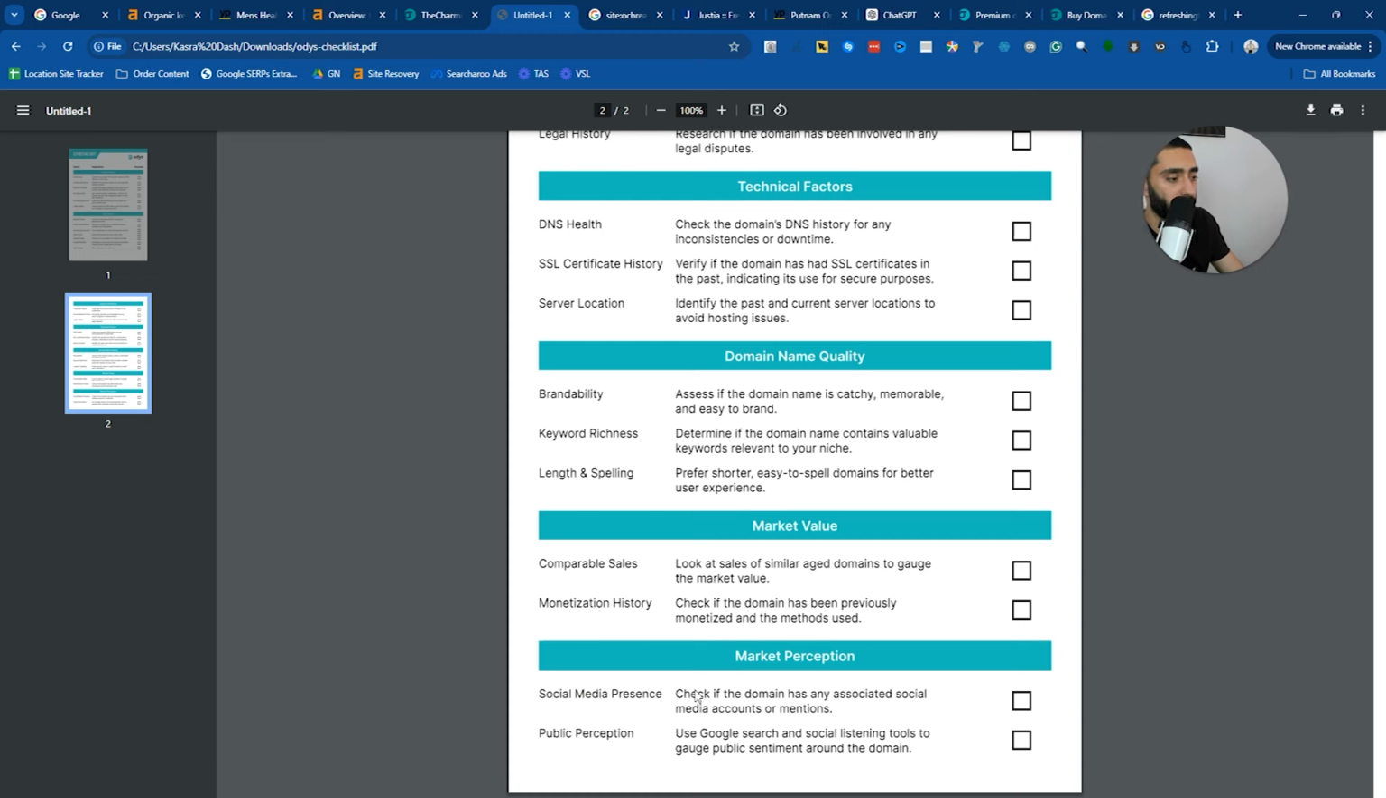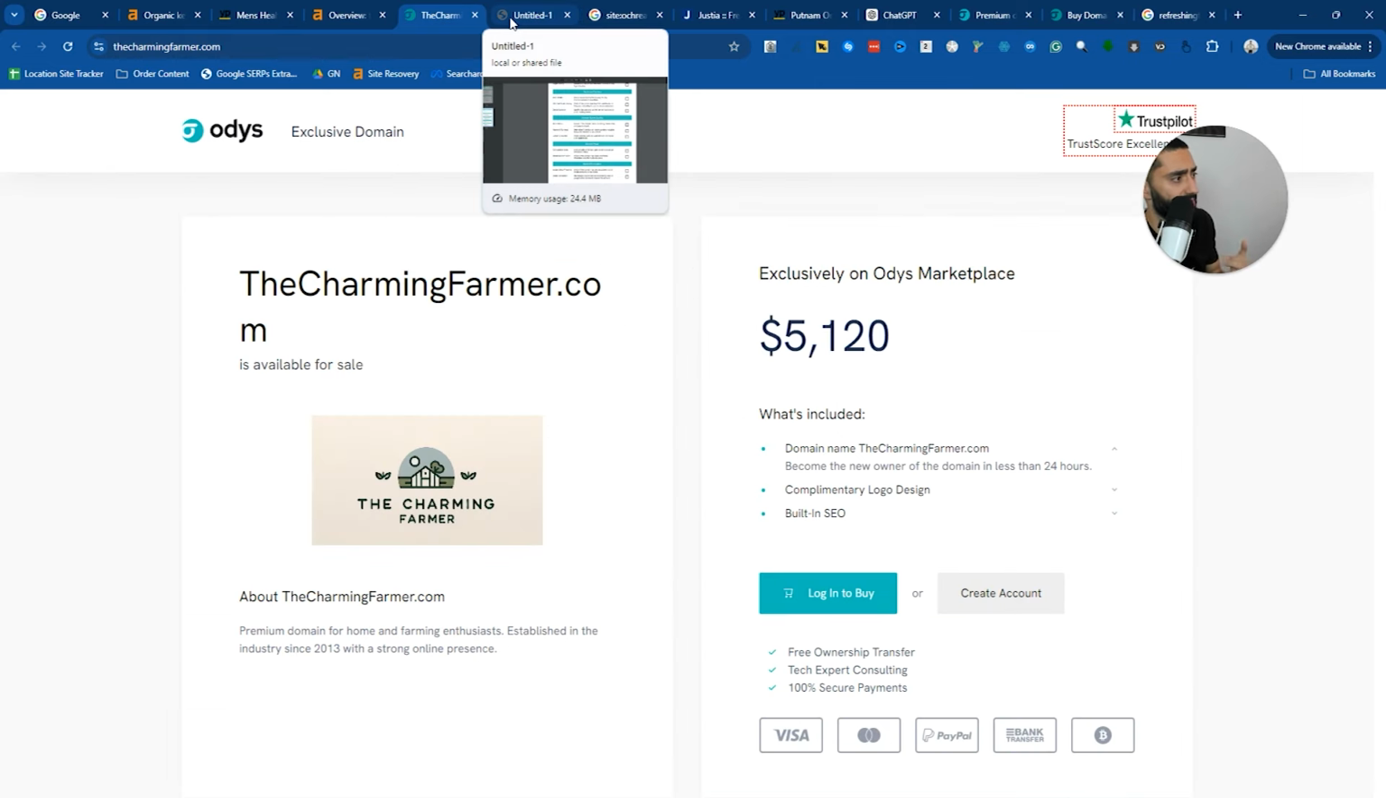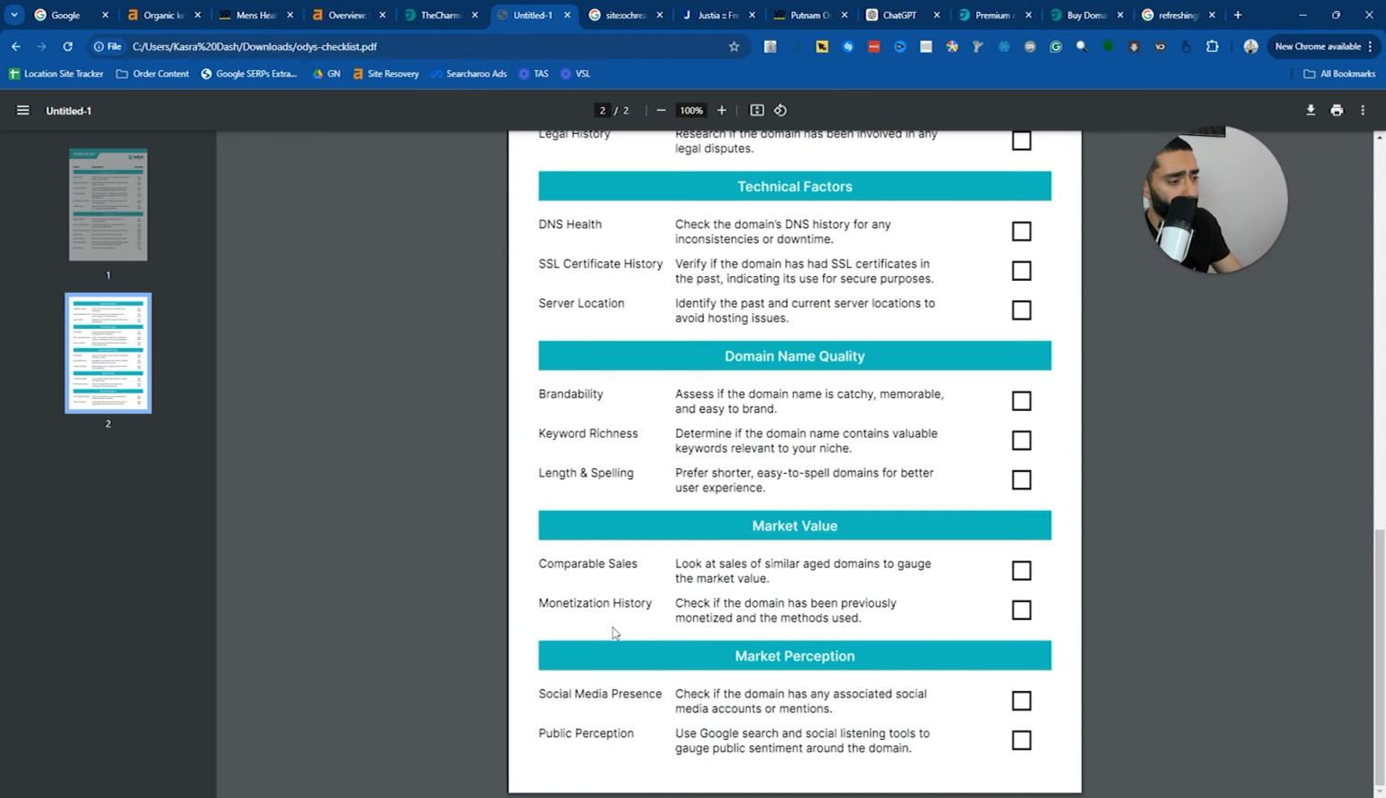Then we've got social media presence. Check if the domain has any associated social media accounts, like with the Charming Farmer. We saw it had Instagram, it had Threads, it had TikTok, Facebook account, it had literally everything.